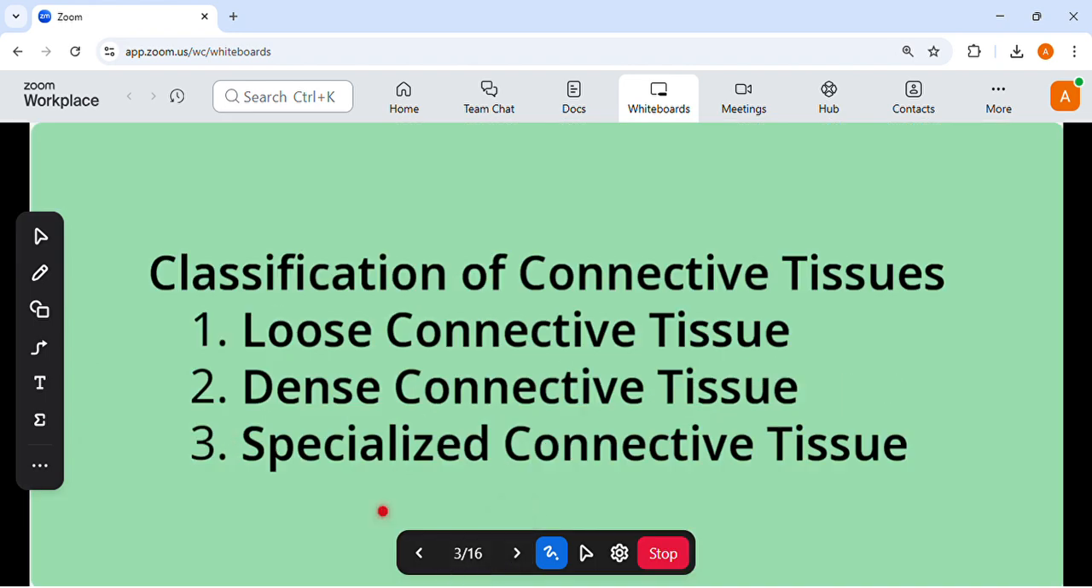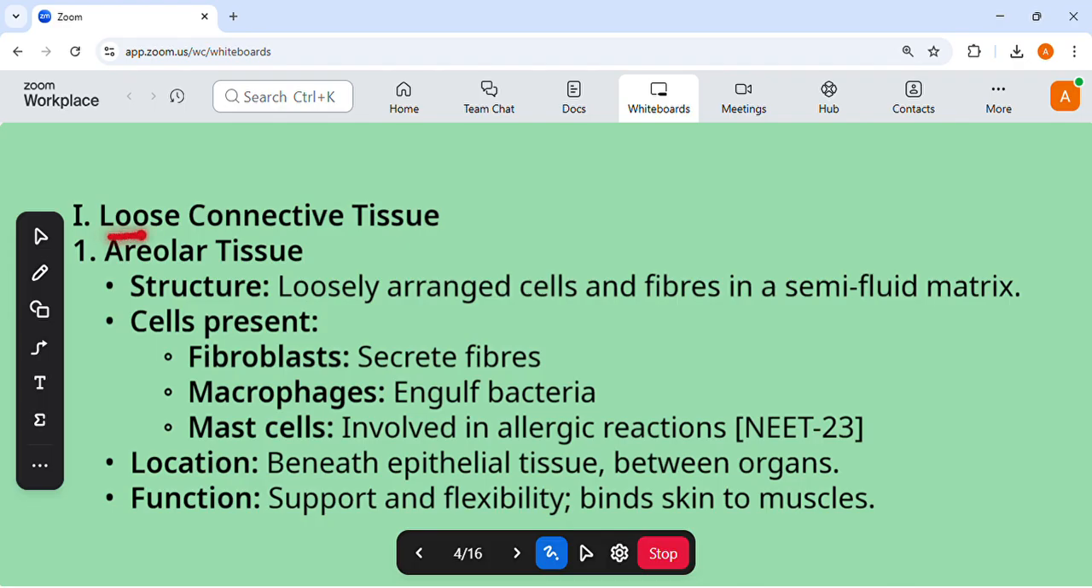Clear? Next, the connective tissue is classified into three different categories based on the fiber, cell, and how they are arranged, like whether they are tightly arranged or loosely arranged in the semi-fluid matrix. It's been divided into three types: loose connective tissue, dense connective tissue, and specialized connective tissue. Let's study in detail about these three different types of connective tissues. Starting with the loose connective tissue.